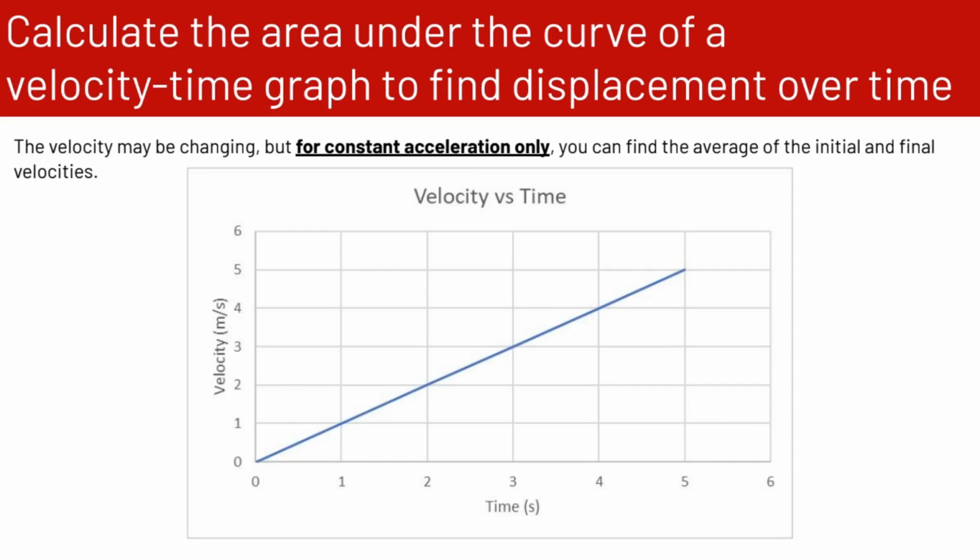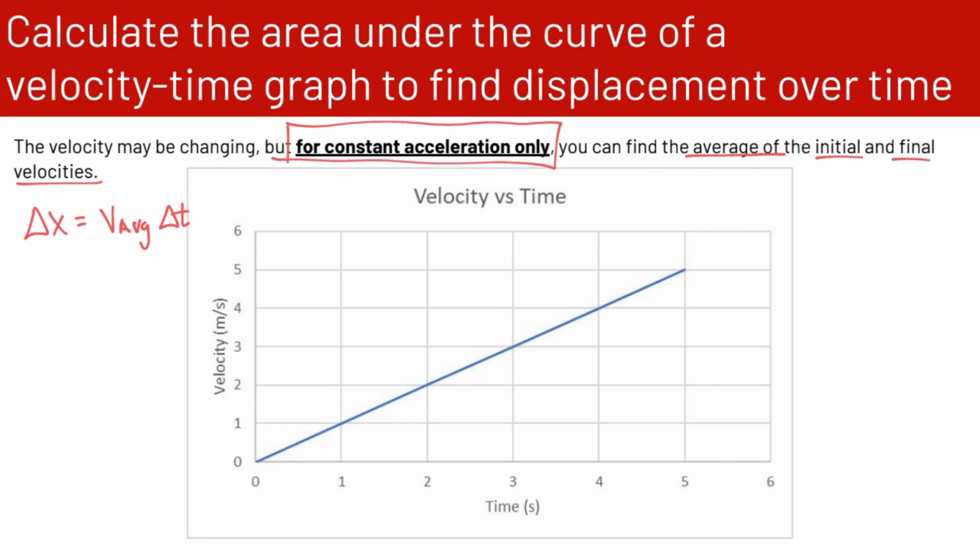So here's a slightly different case. We've got a changing velocity now. So we're going to do this the mathematical way again. So delta x is equal to the average velocity times delta t. Because you have a changing velocity here, you can find the average of the initial and final velocities. And this only works for constant acceleration only. So if you have a constant slope, basically.